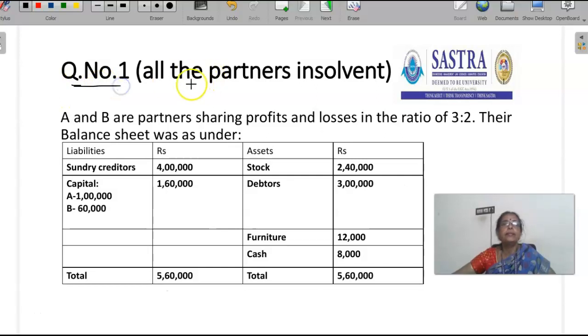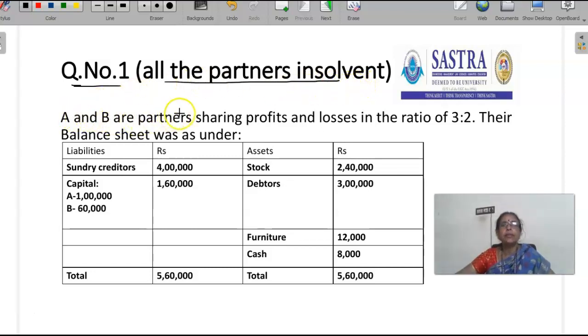Let's see one problem, if all the partners are insolvent. So far we have seen cases where one or two partners are insolvent. Now we are going to analyze the accounting treatment if all the partners are insolvent.